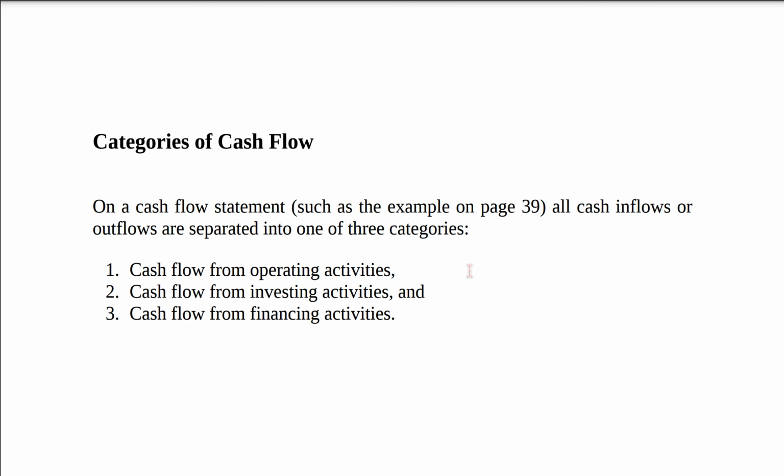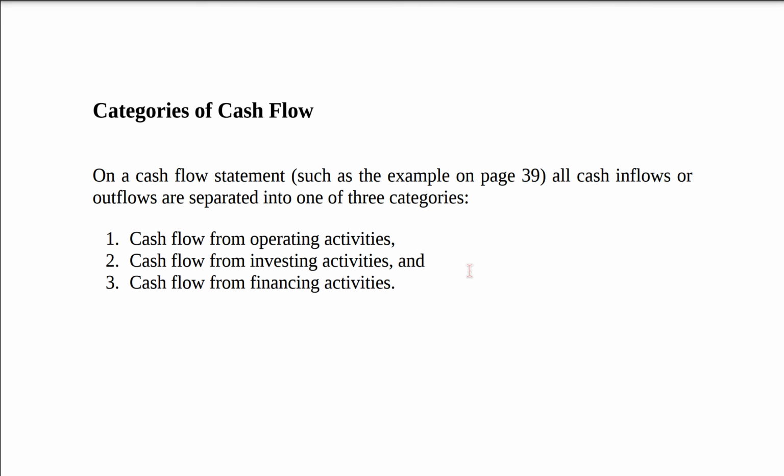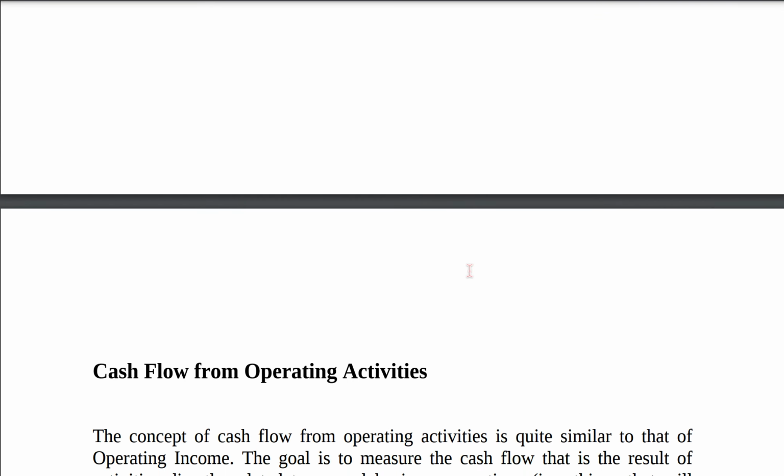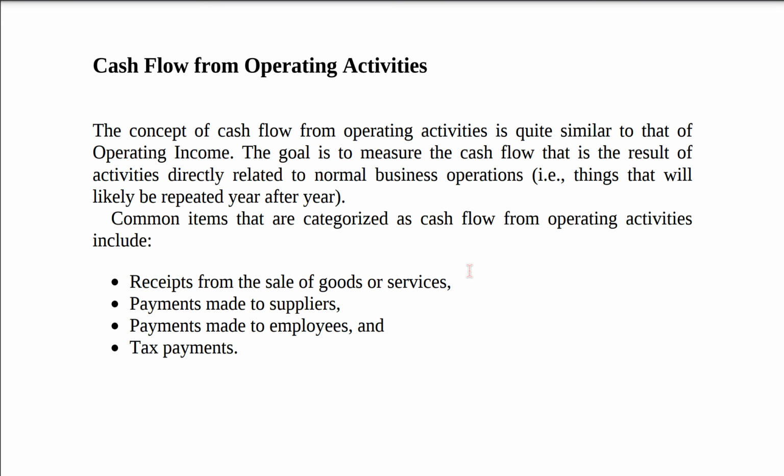Okay? So there are three categories of cash flow. When we prepare the statement of cash flow, there will be three portions, three categories or three parts, whatever you say. First one is cash flow from operating activities, second one is cash flow from investing activities, and third one is cash flow from financing activities. We will see one by one. Cash flow from operating activities.